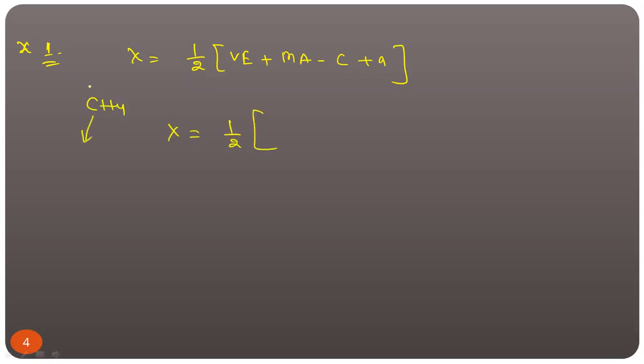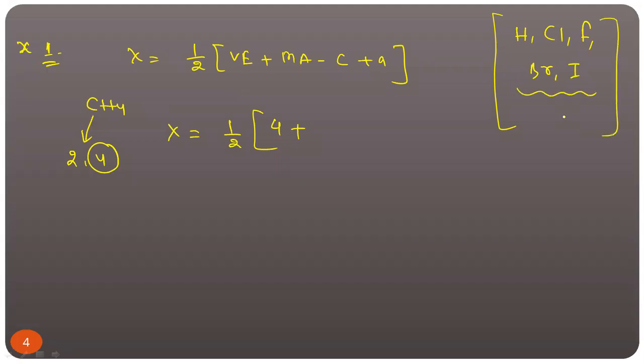First method: x is equal to 1 by 2 of valence shell electrons plus monovalent atoms minus charge on cation plus charge on anion. Sir, tell how to solve, no issue. CH4, okay, x is equal to 1 by 2. What is the central atom? C, carbon, because hydrogens are surrounding the carbon. So carbon has 4 valence electrons, put it here, 4. Hydrogen is a monovalent atom. What are monovalent atoms? Those which have valency 1, like hydrogen, chlorine, fluorine, bromine, iodine. These are monovalent atoms generally.